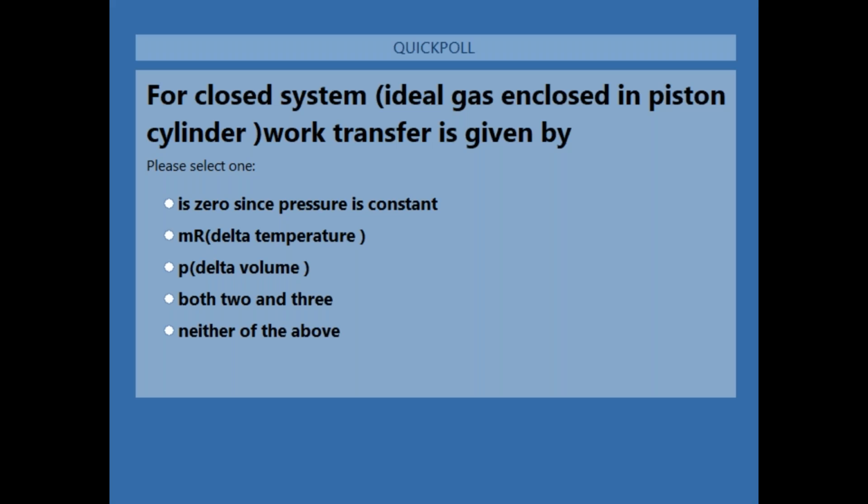I had considered an ideal gas, air, enclosed in a piston cylinder arrangement, and I had shown you that the work transfer is P into (V2 minus V1). I had also shown you, by applying the general gas equation, that P1 V1 is equal to m R T1, and P2 V2 is equal to m R T2. So the work is also equal to m R into (T2 minus T1).